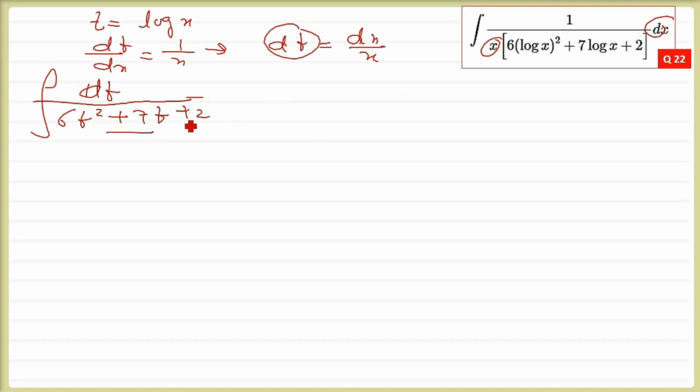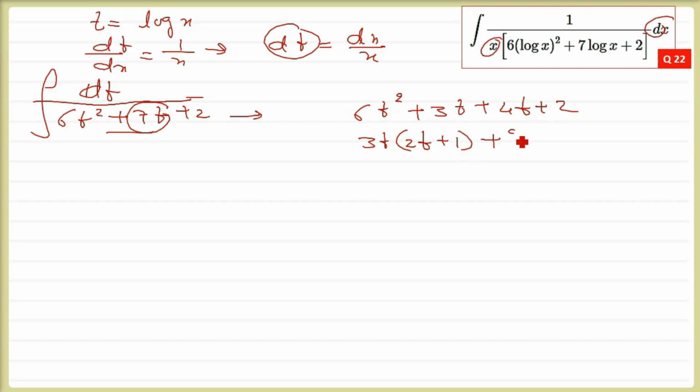And this can be written in the form of factors. It will be 3t plus 4t. So 6t square added with 3t and then 4t along plus 2. Now take this 3t outside. You will get t plus 2t plus 1. Then you can take 2 outside, again 2t plus 1 will come. So the factors will be 3t plus 2 and 2t plus 1.